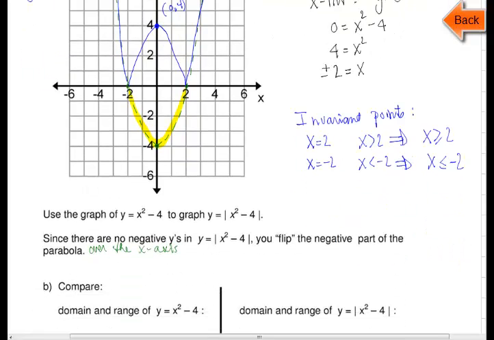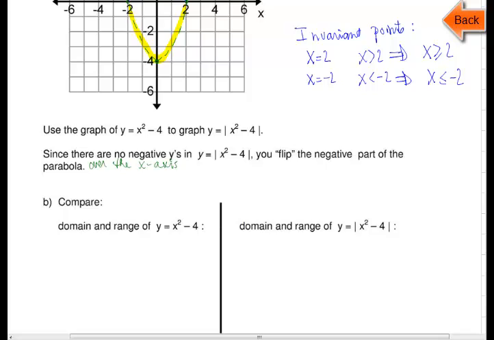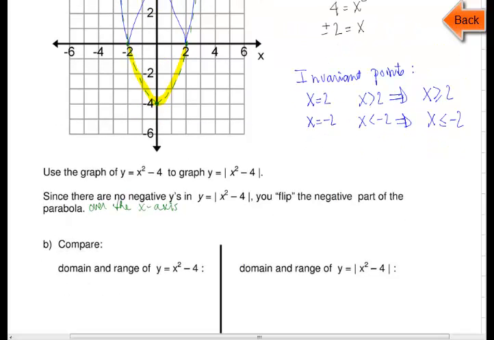Now if you take a look, we're going to compare domain and range, okay, for these functions. So of our original parabola, okay, that was the one that I drew in green, all right, our domain is all reals. Why don't I do this in green?